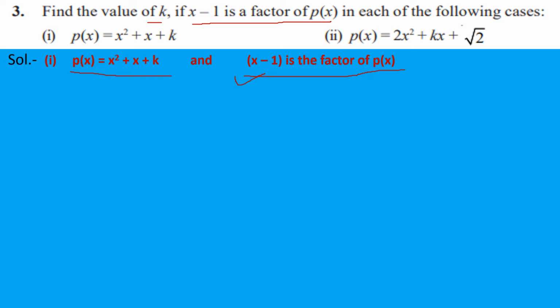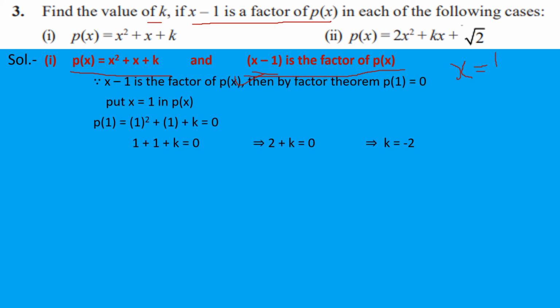So here the linear polynomial is x minus 1. What is the 0 of x minus 1? x minus 1 is equal to 0, so we will get x is equal to 1. So we will put x equals 1 in p(x) and its value should be equal to 0. So by the factor theorem, p(1) should be equal to 0. And it is given it is a factor, that means p(1) is equal to 0.